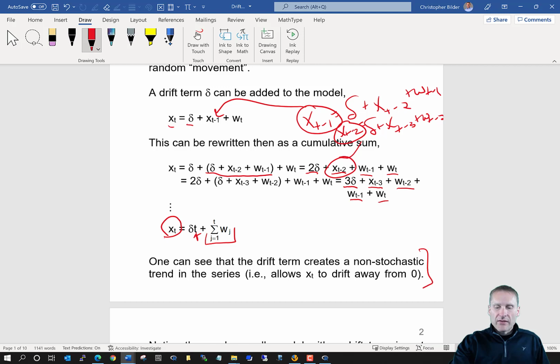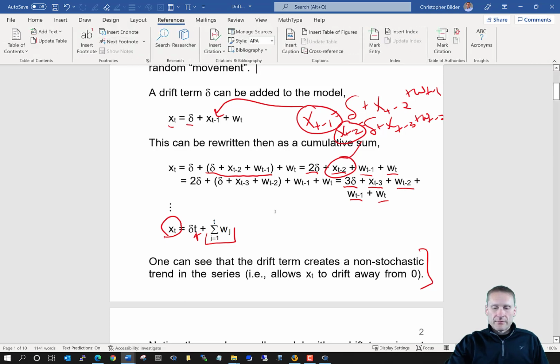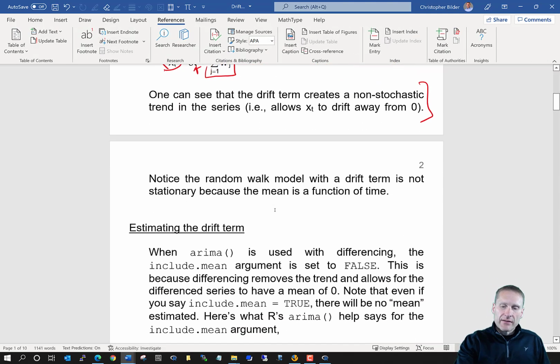So in other words, this is a non-stochastic trend in the series, because t is just our time index and delta is a parameter. There is no random value there. And so again, it allows X_t to drift away from 0, which is what it would have been previously with a plain old random walk model.